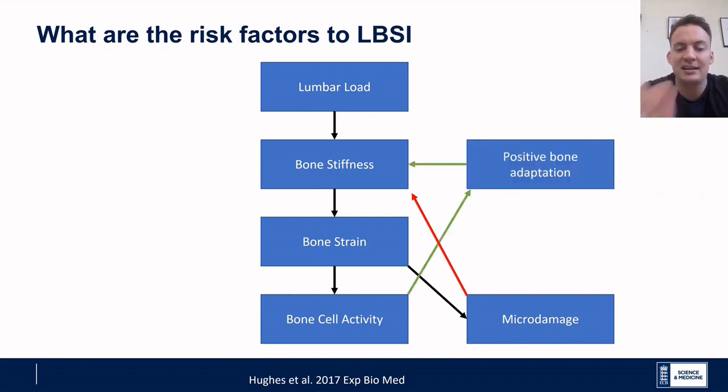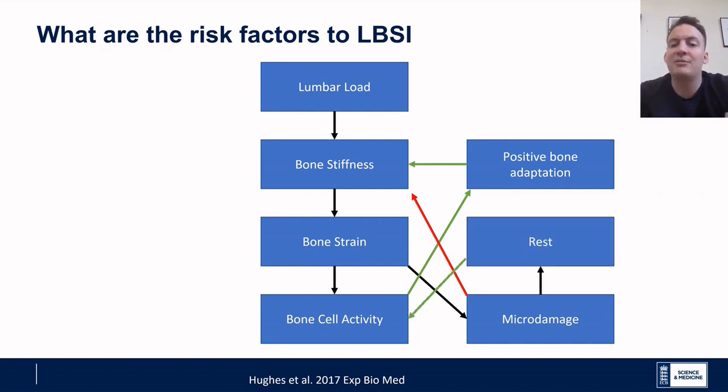manifestation. However, in optimal conditions, optimal bone cell activity can occur, which facilitates positive bone adaptation, which will enhance the stiffness of bone, resulting in a comparatively lower bone strain, and therefore less likely that micro damage will accumulate. Micro damage isn't all bad though, as we know that with enough rest, this micro damage can actually stimulate positive bone adaptation through its interaction with bone cell activity to again improve bone stiffness.